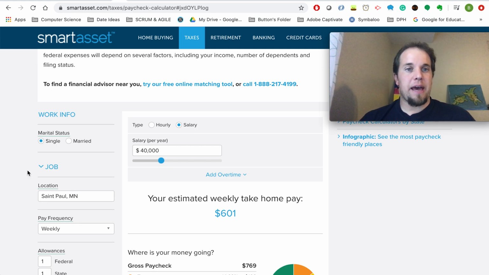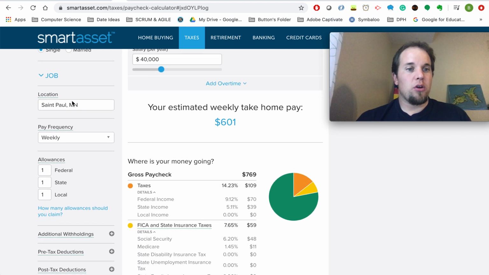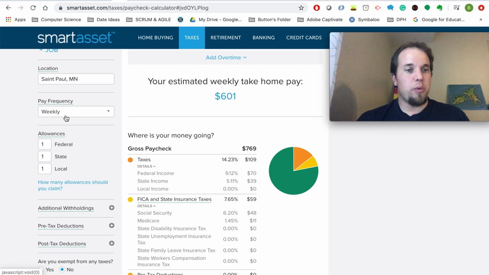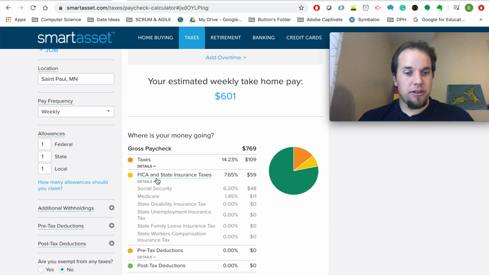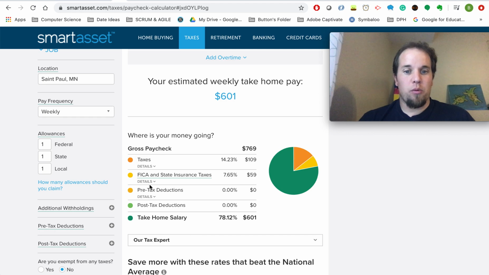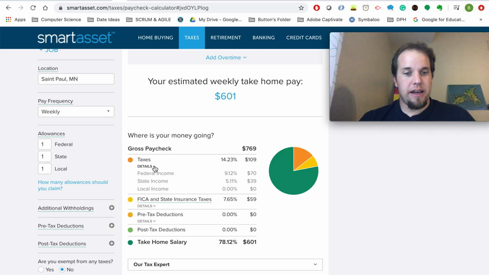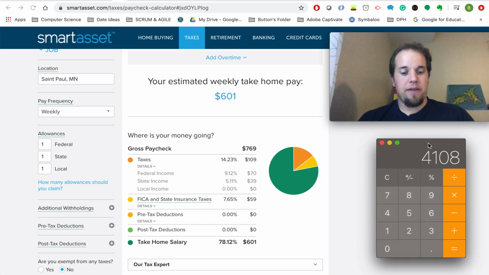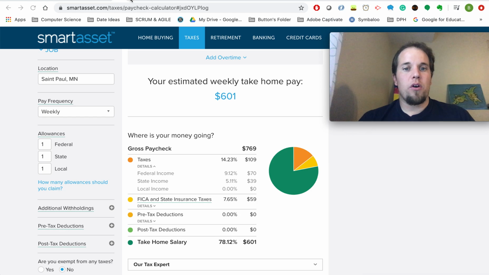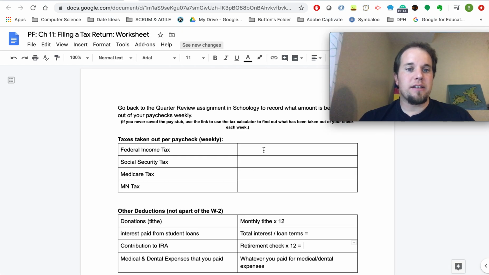Okay, so for the example here, I'm going to say the salary is $40,000 a year. The status is single, location Minnesota, pay frequency is weekly, and then allowances is 1. Once we put those numbers in, now we can start to see how much is being taken out. So what you do is you go to taxes, details, and we see that $70 is being taken out of our paycheck every week. So for this assignment, we need to know the tax taken out for the entire week, and we're going to multiply that by 52.